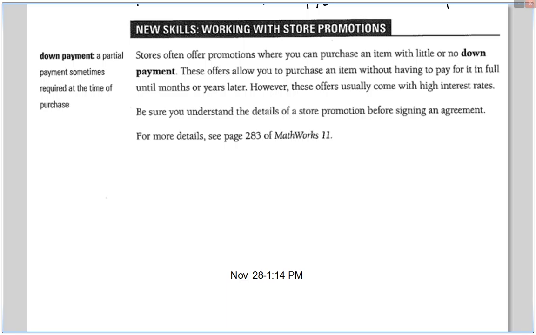Why? Why would there be a higher interest rate if you don't make a down payment? What's a down payment? Mustafa, Ty, what's a down payment? Ty, what's a down payment? You should know this.